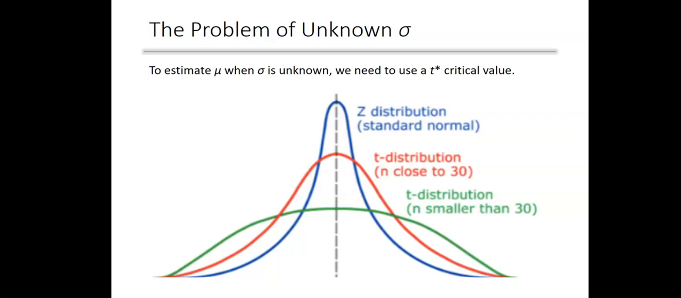So this is what the t curve looks like. The blue line is what we're used to. That's the standard normal z distribution. The green line has thicker tails. It's much wider, so it has more variation. But it's a better predictor than the z curve for a small sample size. As your sample size grows, especially as it gets closer to 30 or more, it starts to look an awful lot like the z curve. So it gets more and more normal as the sample size grows.